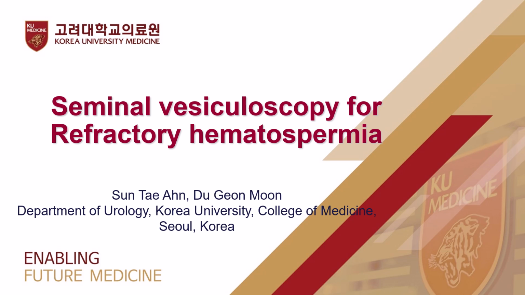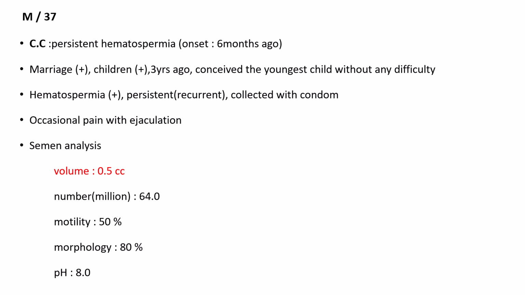I'd like to present a case of seminal vesiculoscopy performed for patients with refractory hematospermia. Hematospermia, although often self-limiting, can become clinically significant when persistent or recurrent. And this case involved a 37-year-old male with a 6-month history of recurrent hematospermia.